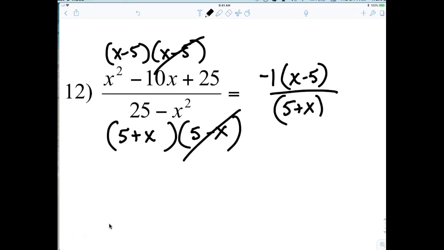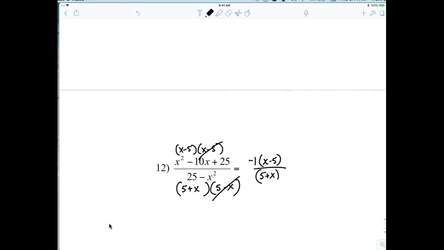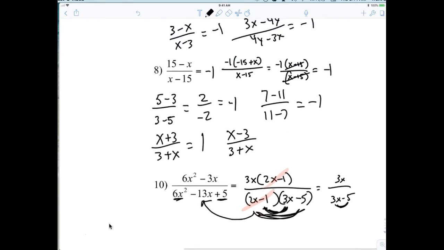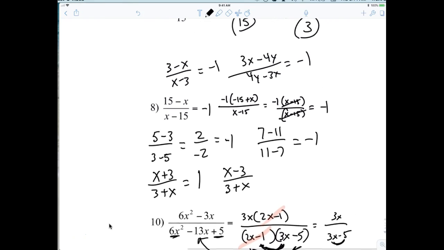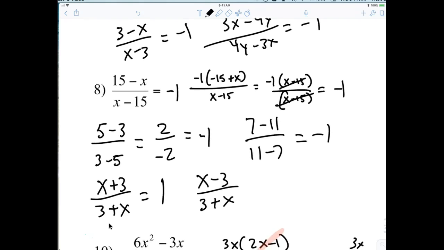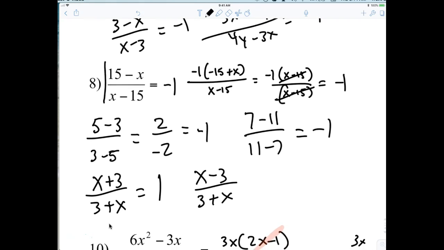What? Why can you cross out the x minus 5 and 5 minus x if you want? I just said go back and listen to my explanation on number 8. It's the same. Didn't you agree with me? 15 minus x over x minus 15 is negative 1. Yeah. But why can you cross out the x minus 5 and 5 minus x if you want? Look at number 8. We did it a bunch of times.